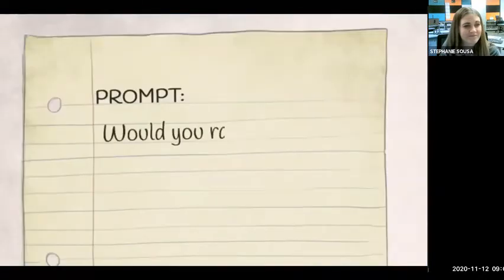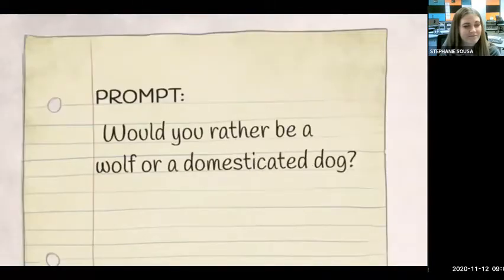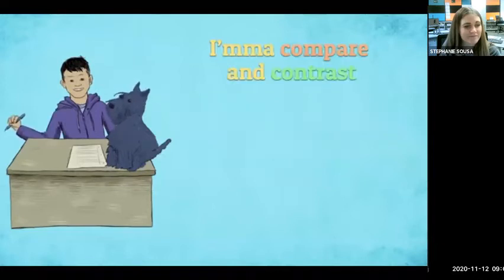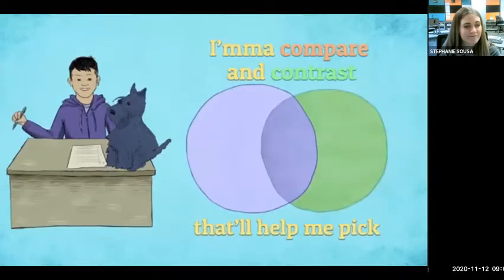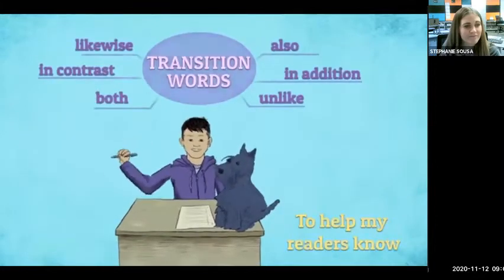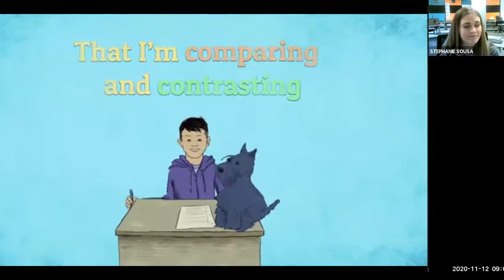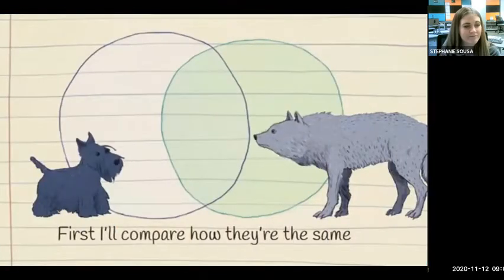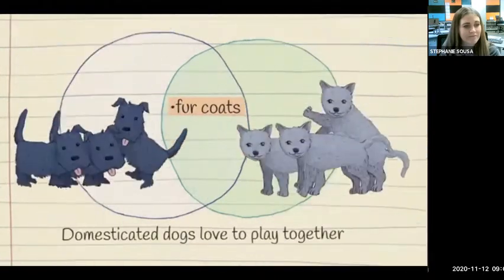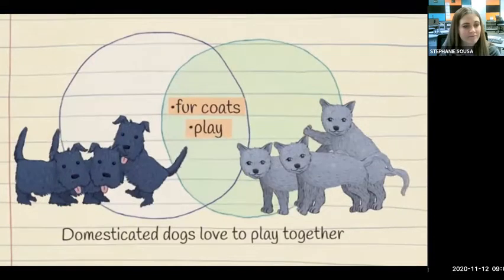Okay, I have to write an essay. Here's the prompt. Would you rather be a wolf or a domesticated dog? Domesticated dog is like a pet. I'ma compare and contrast. That'll help me pick. I use transition words to help my readers know that I'm comparing and contrasting. Here we go. First, I'll compare how they're the same. Both have fur coats for the wind, snow, and rain. Domesticated dogs love to play together.